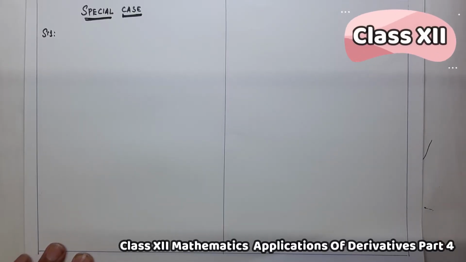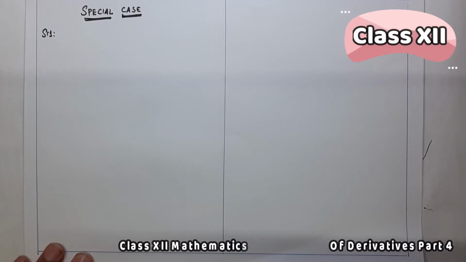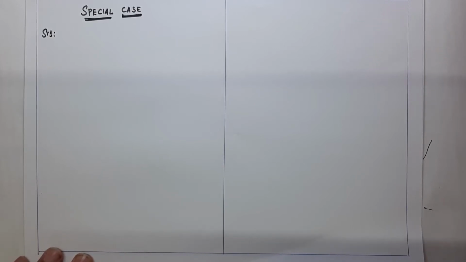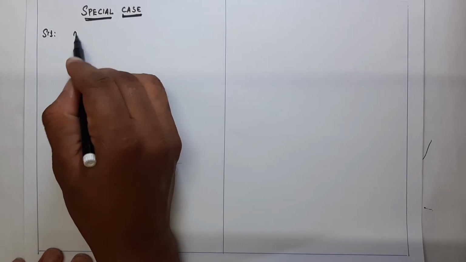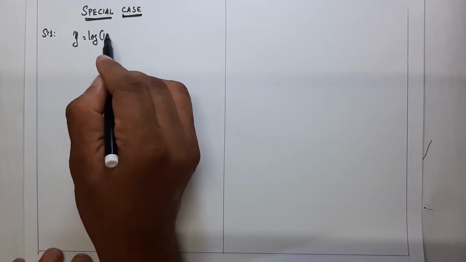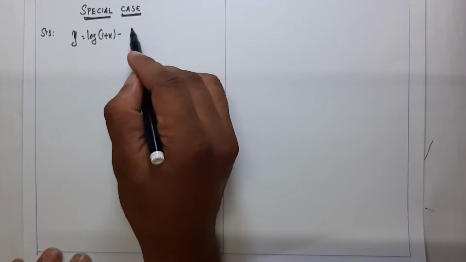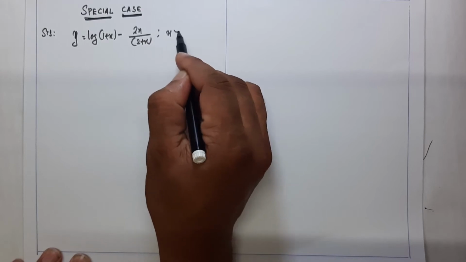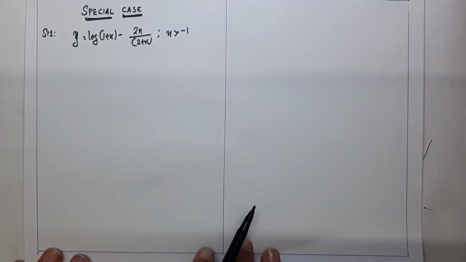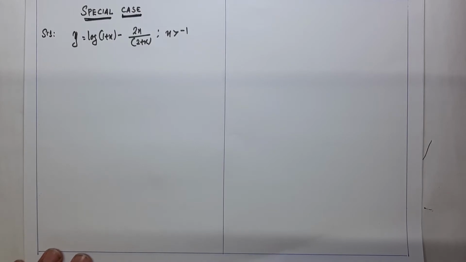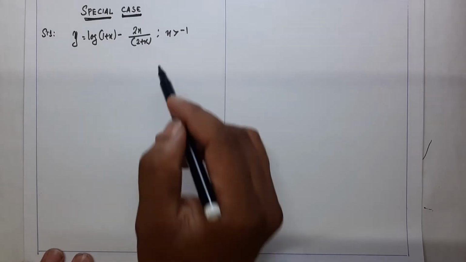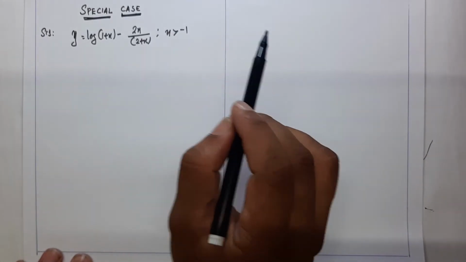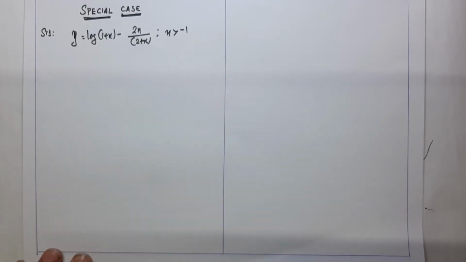Now we start some special problems regarding the topic increasing and decreasing function. The first question is, show that y is equal to log of 1 plus x minus 2x divided by 2 plus x, for x greater than minus 1, is increasing throughout its domain. Here domain means x greater than minus 1. We have to prove that the given function is increasing.